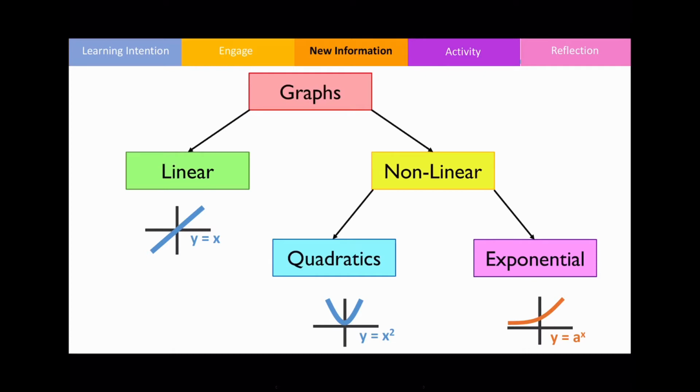We've already looked at linear relationships, and the two main types of non-linear relationships that I want you to know about are quadratics, which produce a happy face or an unhappy face graph, or an exponential. But we're not really going to be looking at this in a great level of detail. We're mainly going to be looking at quadratics, but it's good to know what an exponential graph actually looks like.